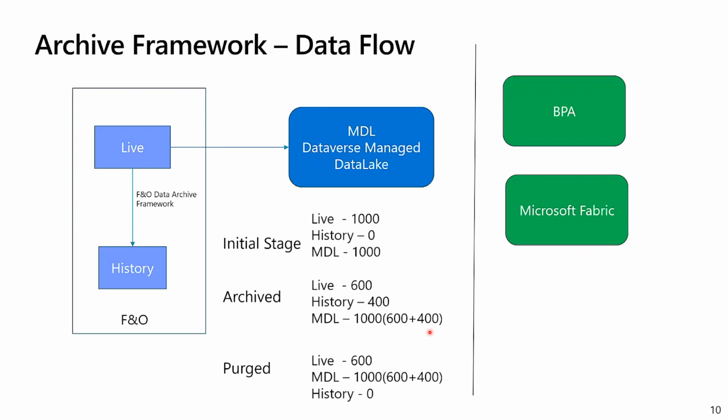And then in future, which is not there right now, you can even purge the history table. So basically, you'll have a live table with 600 records, and 600 plus 400 archived, and then you can remove the history table. That's how the data flows. And again, against the Microsoft Managed Lake, you can either use BPA or bring your own Fabric for any sort of reporting that you want to do. So that's the overall data flow that we have for our archival.